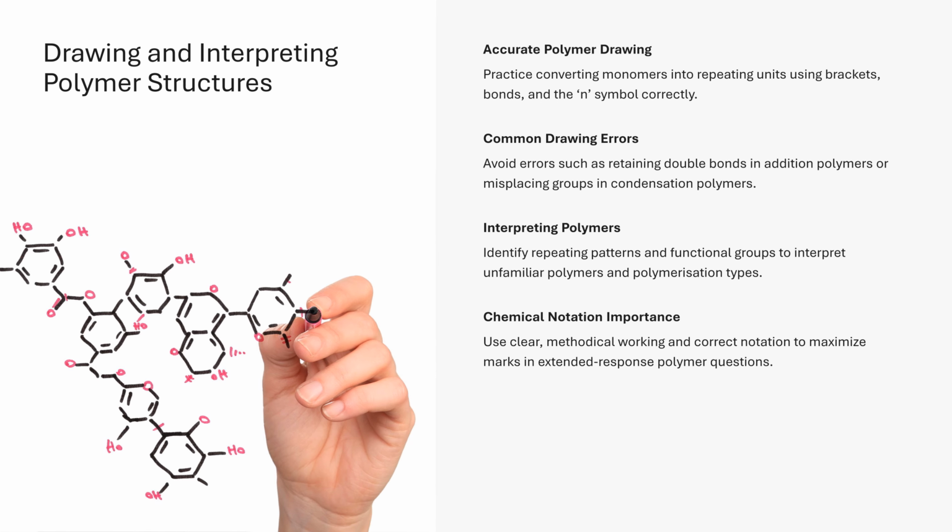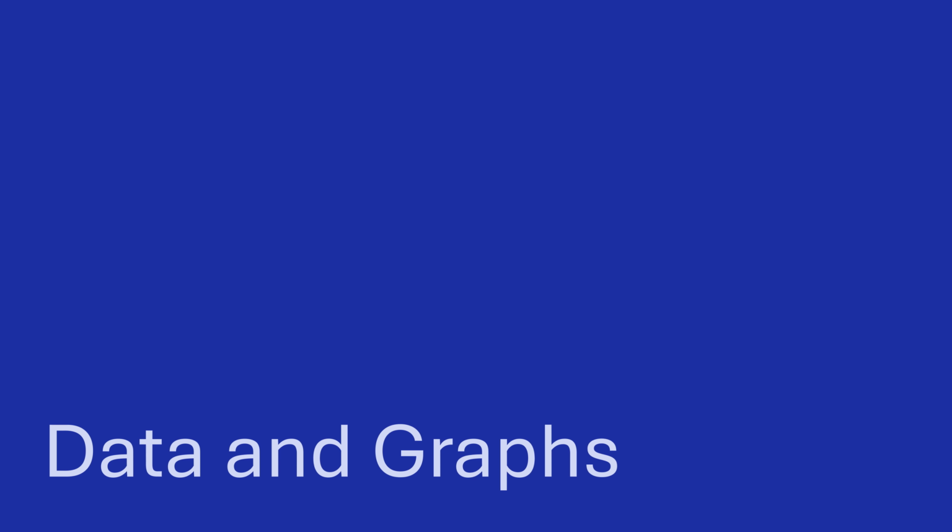Common errors include forgetting to remove the double bond in addition polymers or misplacing functional groups in condensation polymers. Interpreting unfamiliar polymers requires identifying repeating patterns and recognizing functional groups. Questions may also involve calculating empirical formulas of repeating units or identifying the type of polymerization involved. Using graphs and data in polymer questions.